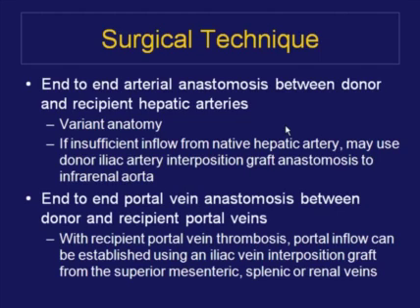The other anastomosis will be the portal vein anastomosis, typically an end-to-end anastomosis between donor and recipient portal veins. Similarly, there can be problems if the patient has preoperative chronic portal vein thrombosis, and then portal inflow can be reestablished again with an interposition graft from an iliac vein to one of the other venous sites.